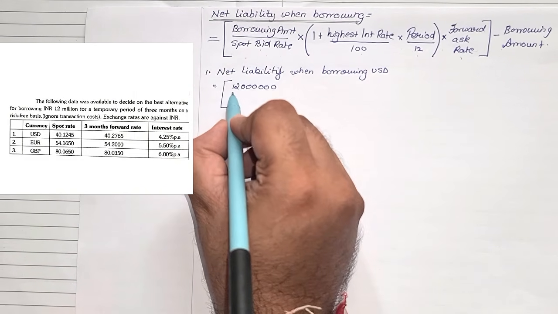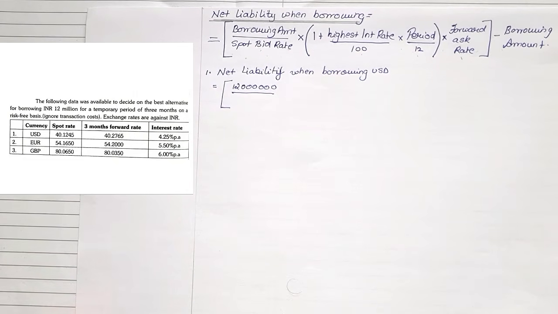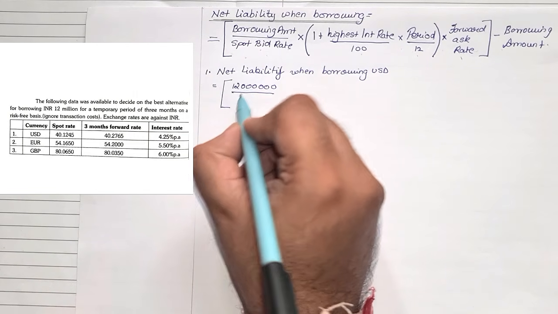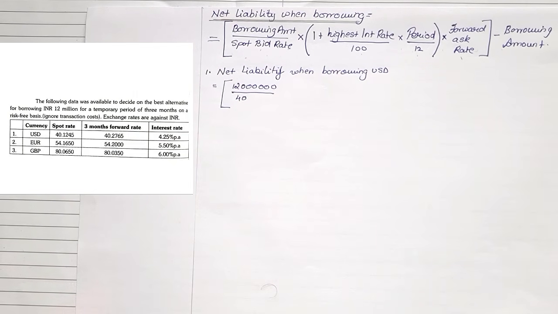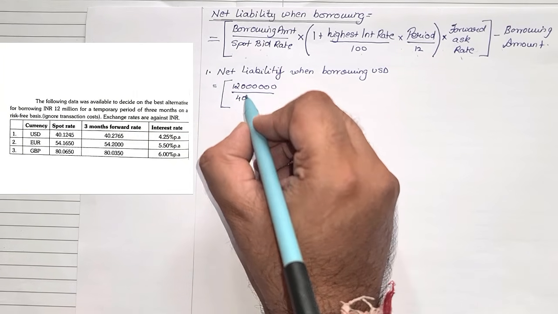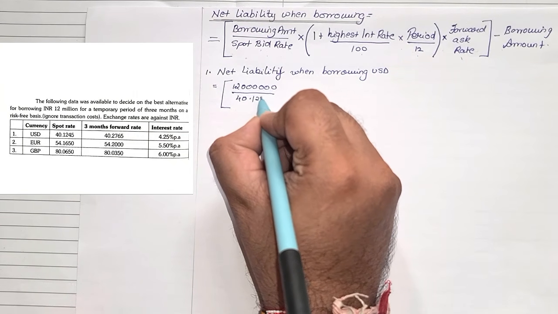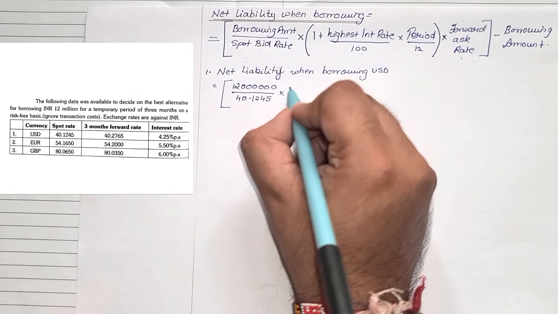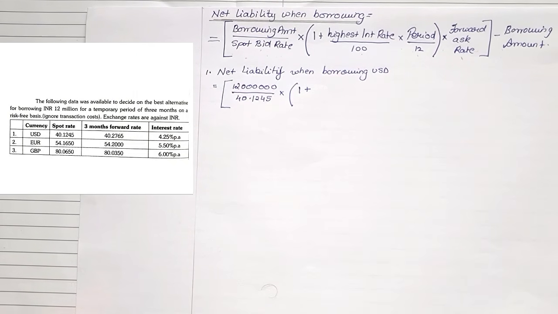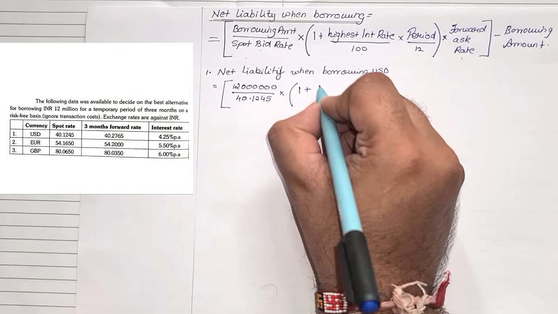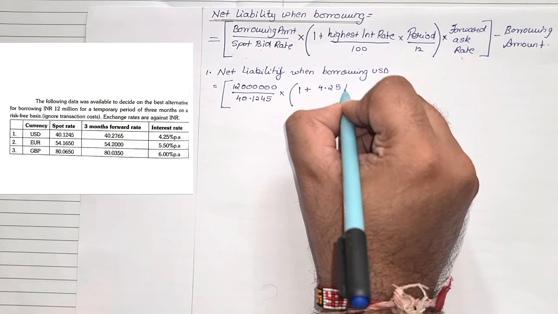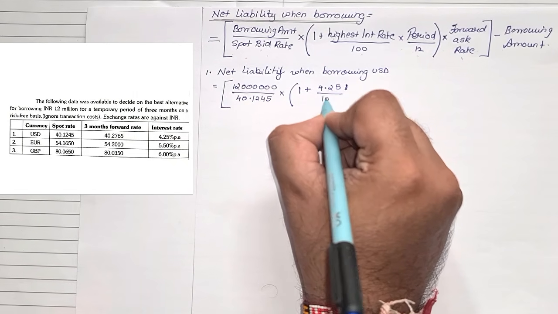Upon spot bid rate. Now if you look at the question, they haven't given us bid and ask, they are giving you single values. If single values are given, it doesn't make too much of a difference, you can directly use the same value for spot. So this is the first type of borrowing sum where the rates are directly given to us, there is no bid and ask, there is just one single rate, so we will use that value. So it is 40.1245 into 1 plus highest interest rate. Now there's only one interest rate given to us, so we'll take it directly, 4.25%, upon 100.